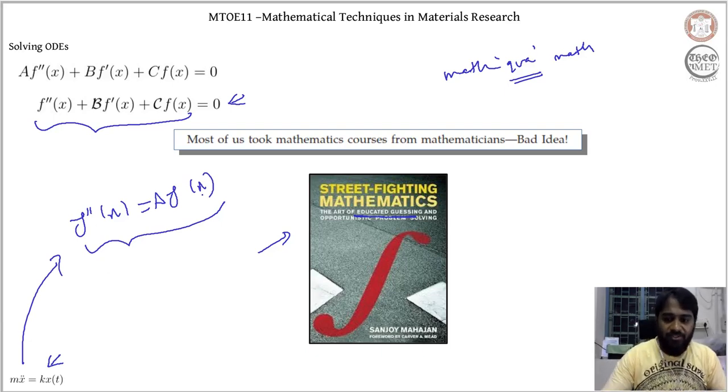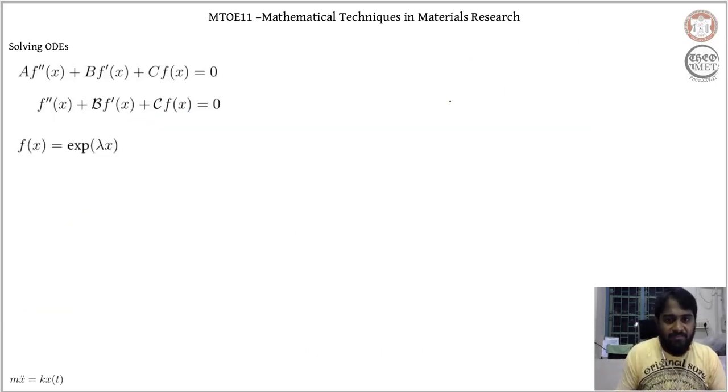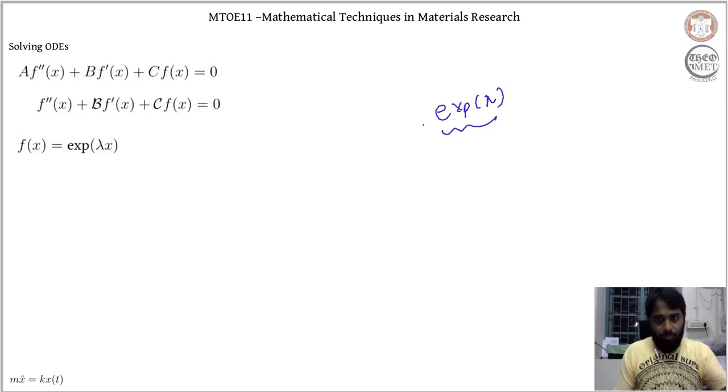So one of that function is nothing but e power x. So I can assume my solution to be e power x, because when I take the second derivative of e power x, I still end up having my e power x, like in this case here. The first derivative will give me e power x and the second derivative will give me e power x. So I'm writing e power x as exp. This is the form I adopt to write my e power x.